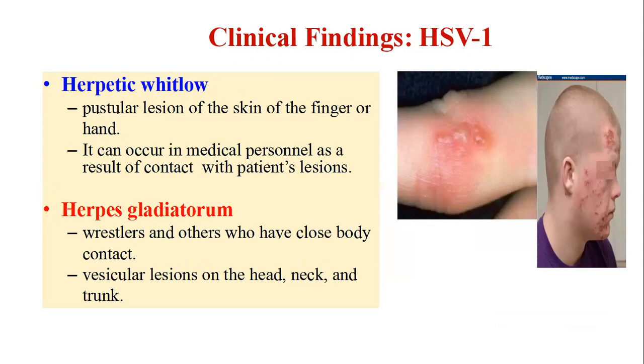The fifth one is herpetic whitlow. The first picture tells you about the disease. So pustular lesion of the skin of the finger or hand. It can occur in medical personnel as a result of contact with a patient's lesion. And the second one is herpes gladiatorum. Wrestlers and others who have close body contact may have this particular type of disease. So vesicular lesions on the head, neck, and trunk can be observed.